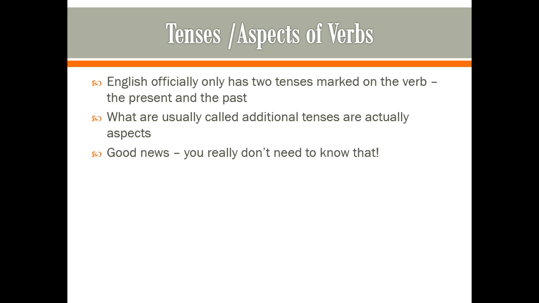Everything else is called an aspect. So technically, English does not have a future tense. It has a future aspect because you don't mark the future on the verb. Now, is that something that you really have to worry about? No. Unless you are taking a college linguistics course, you probably aren't going to need to know the difference between tense and aspect. I'm letting you know that it's there, but it's not something that you need to stress over.